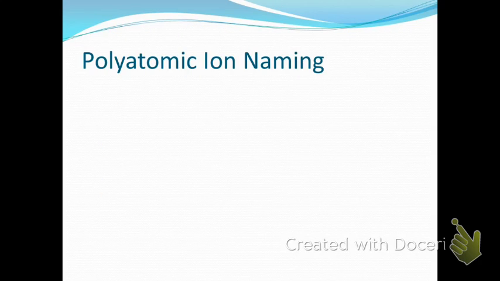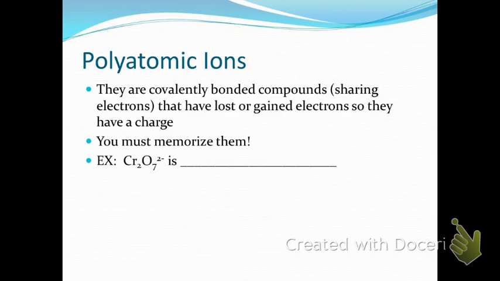For polyatomic ion naming, what are polyatomic ions? They are covalently bonded compounds, which means they are sharing electrons amongst themselves. But as a group, they have lost or gained electrons, so they have a charge. You have to memorize them. I gave you a list of them when you received your summer assignment, and you are responsible for knowing all of them. So for example, do you know what Cr2O7 2- is? Because I do, and it is dichromate.